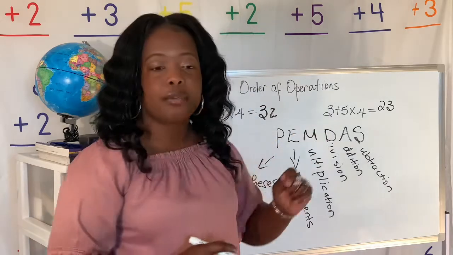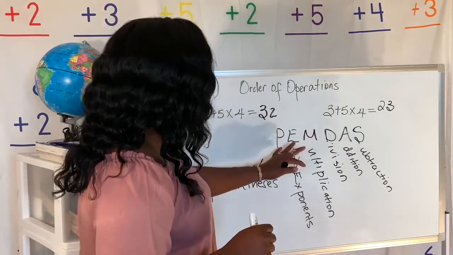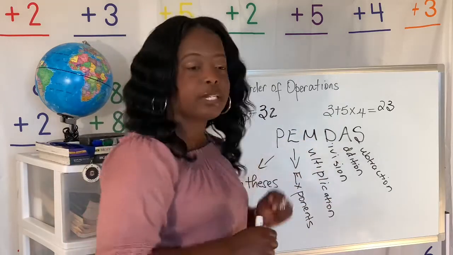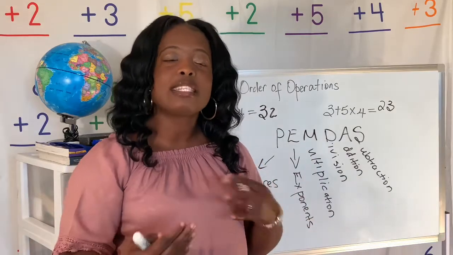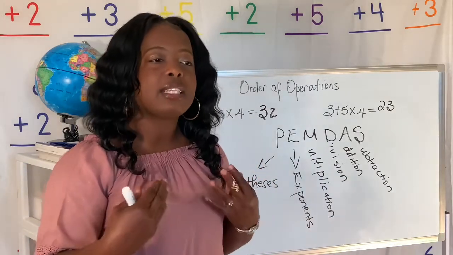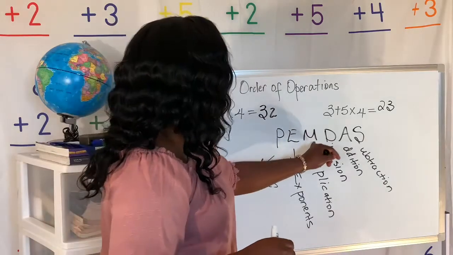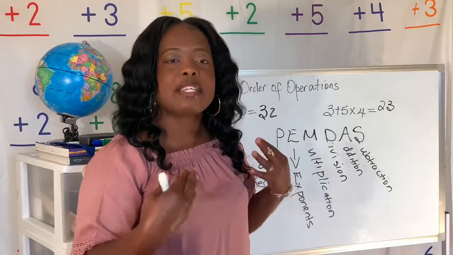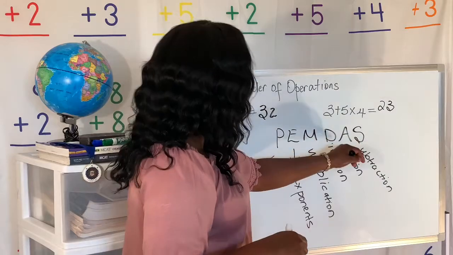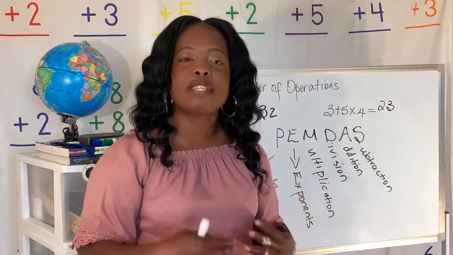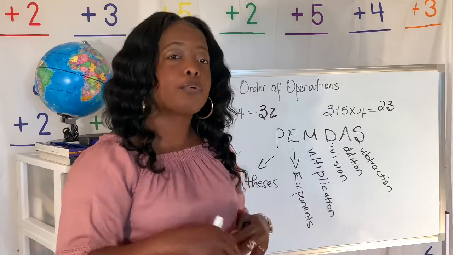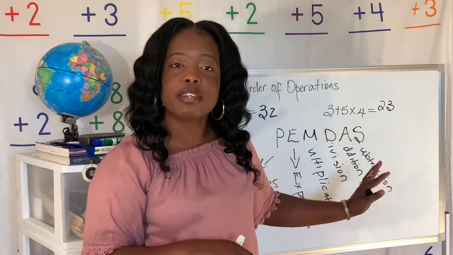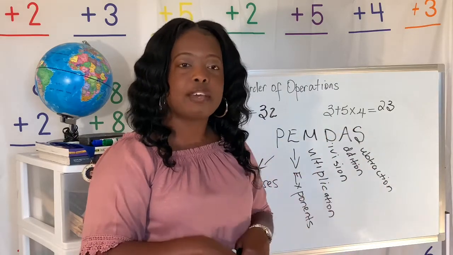However, there are two important things to note. We have, again, P for parentheses, E for exponents, M for multiplication, and D for division. However, if you see multiplication and division in a problem, they have the same level of importance. So you can work either of these two before the other. It doesn't really matter. They have the same level of importance. And likewise, addition and subtraction, because they also have the same level of importance, you can approach a problem by either solving the addition portion first or the subtraction portion first.